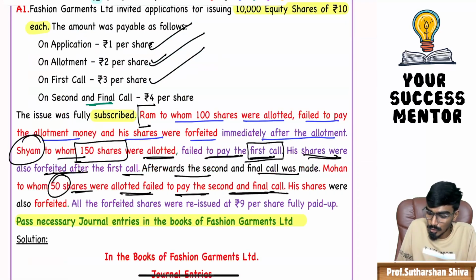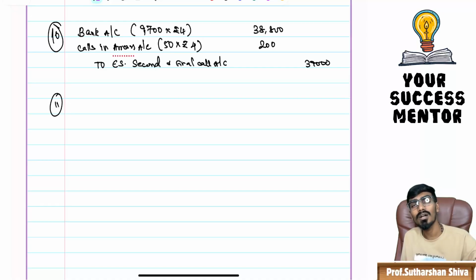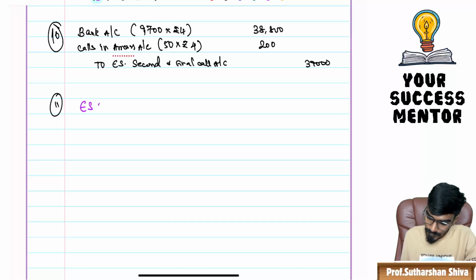From this next part, what is happening? The last forfeiture is to happen, correct? His shares were also forfeited. So how will the forfeiture entry be? It will be a slightly easy question, I can say. If you know conceptually, you can easily do it step by step. What is the next entry we will be passing? Equity share capital account debit, sir. Calls in arrears account, I know it is going to be 200.